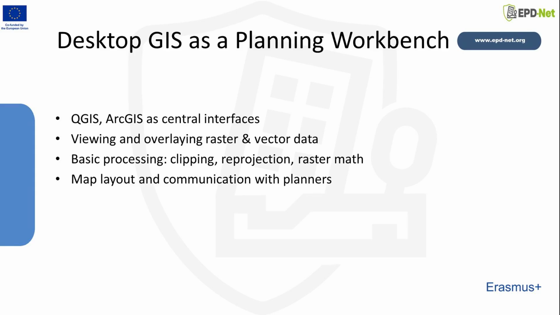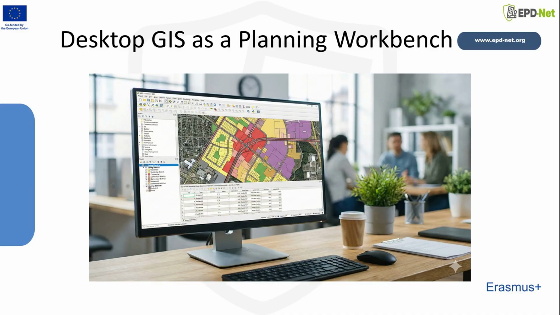Basic processing functions include clipping images to the study area, reprojecting datasets, performing raster arithmetic, for example to compute indices, and joining attribute tables. Crucially, GIS is where remote sensing layers are overlaid with socio-economic data, infrastructure networks and zoning information to produce interpretable maps and statistics.